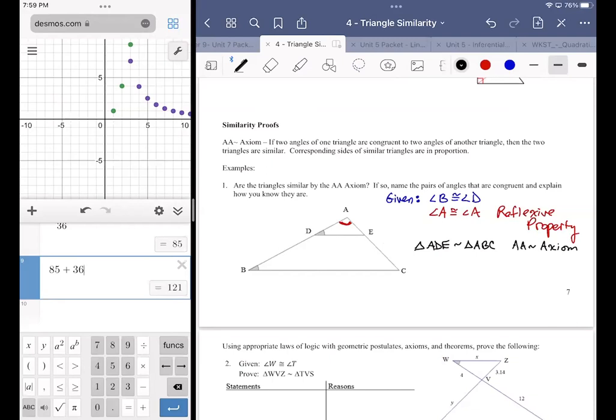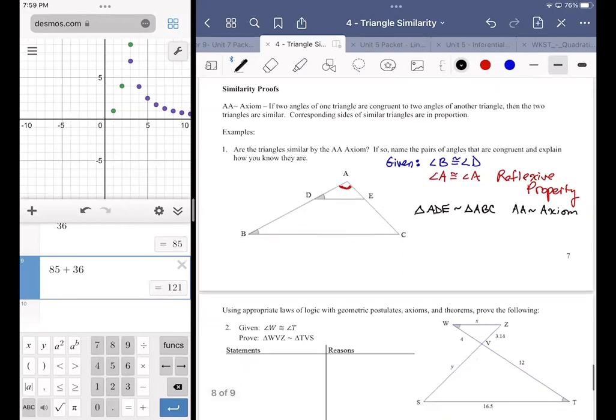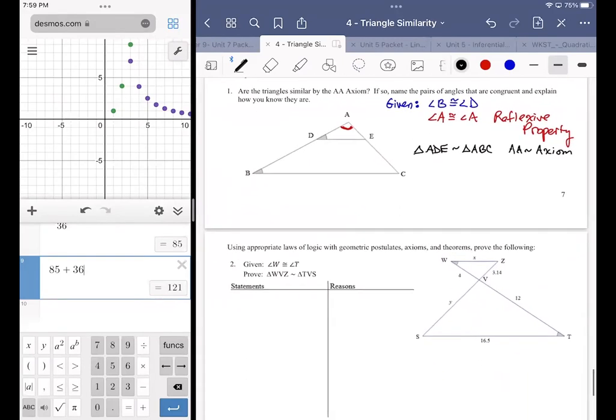It's not really anything overly complicated, but now we get into the beefier stuff. You can see your statements and reasons, using laws of logic and all that good stuff. But they did give us a piece of information to get us started: angle W. So my first statement would be angle W is congruent to angle T, and that would be given. We just need to prove the two triangles are similar.